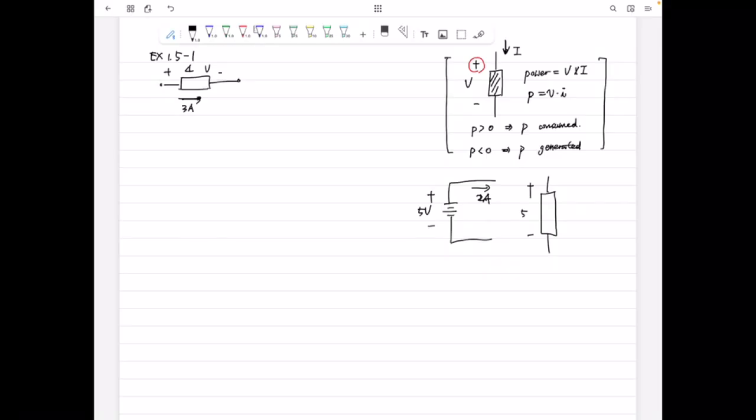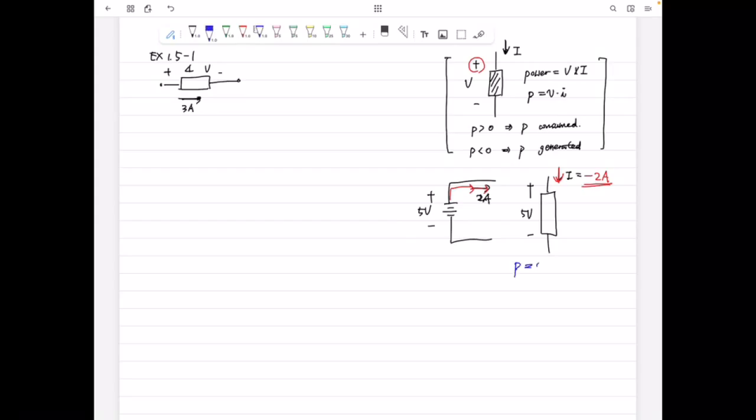This is 5 volts, and I define the current, because I decide this direction is positive, but in this case the current is going out of the battery. So if we represent this current, it is minus 2 ampere. Why? We decide the positive direction of current in this manner, but the current is going out from the battery, so we can represent the value of the current as minus 2 ampere.